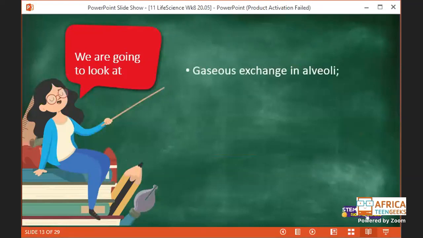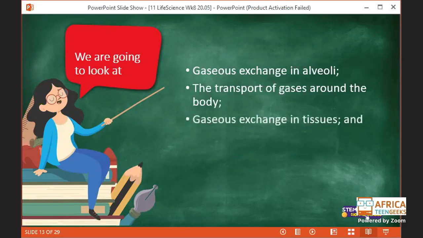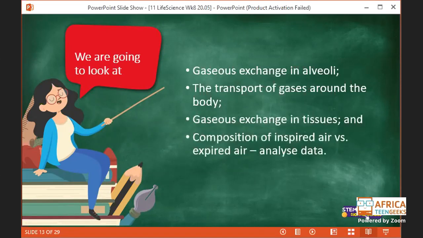Okay, so we're going to look at gas exchange in the alveoli, the transport of gases around the body, gas exchange in tissues, and the composition of inspired air versus the expired air.